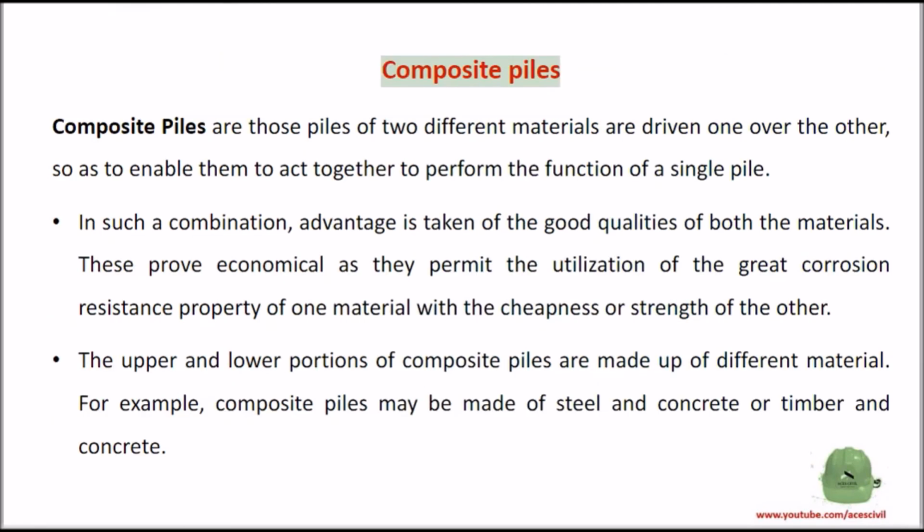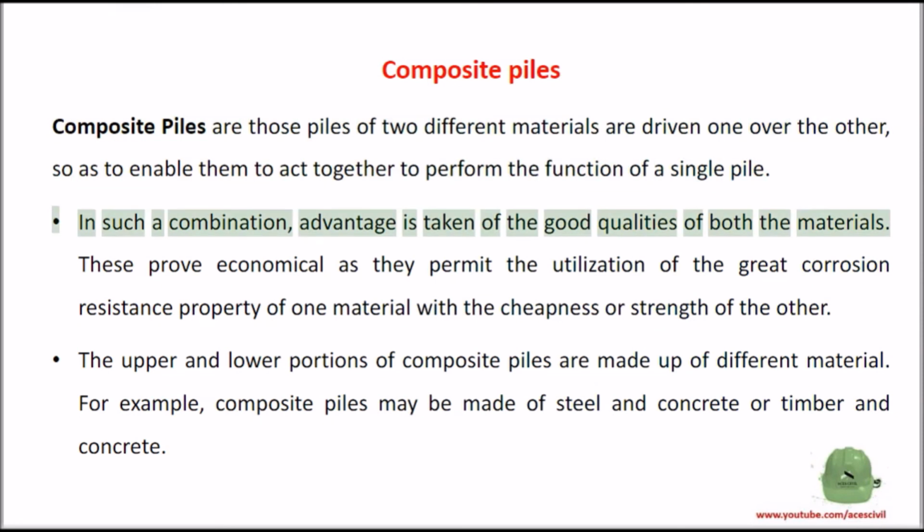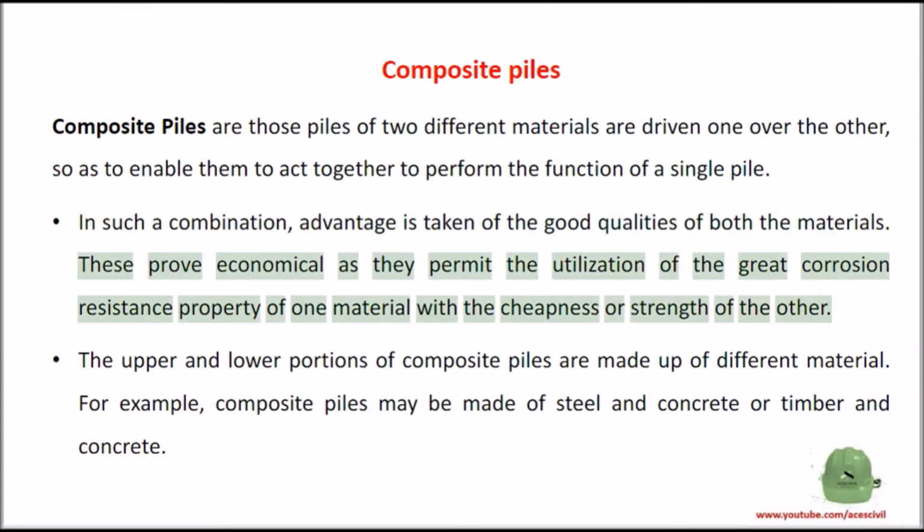Composite piles. Composite piles are those piles of two different materials driven one over the other, so as to enable them to act together to perform the function of a single pile. In such a combination, advantage is taken of the good qualities of both the materials. These prove economical as they permit the utilization of the great corrosion resistance property of one material with the cheapness or strength of the other.